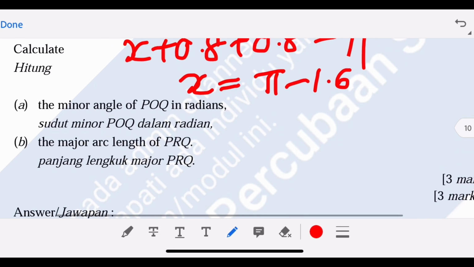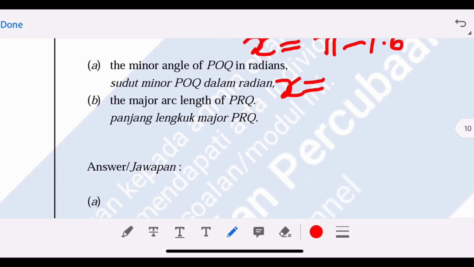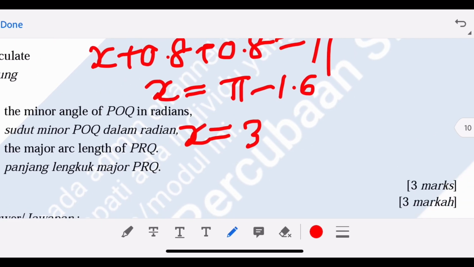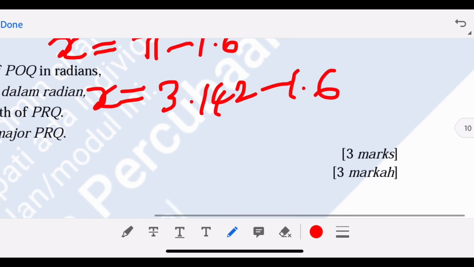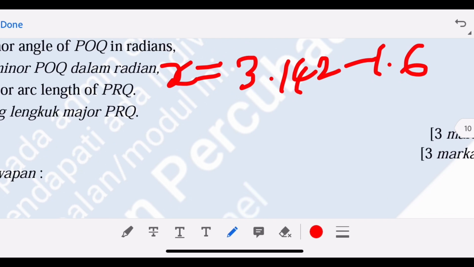So x is pi minus 1.6. So your answer can leave it in decimal if you want. Okay, you can write 3.142 minus 1.6. So finally your answer for x must be in 4 significant figure. Alright, so that is the answer. After you press your calculator, you will get the answer for x, that is the angle for POQ in radian.